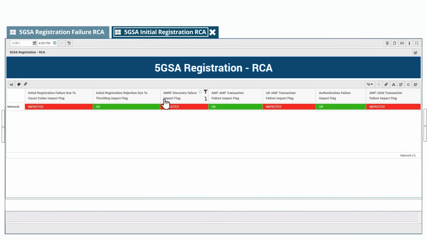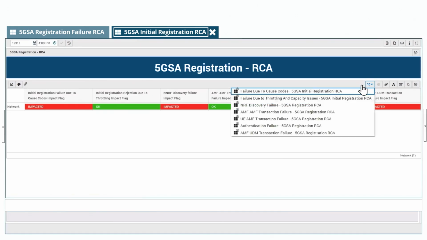Here, the degradation in initial registration failure is due to cause codes, discovery failures, transaction failure between user equipment and AMF, and transaction failure between AMF and UDM. The category views help me to understand the exact reason behind the failure. When I select the impacted category to explore the details, I can see the cause or response codes causing the failures in the initial registration.